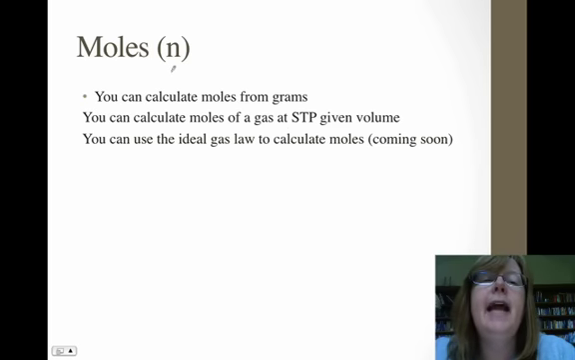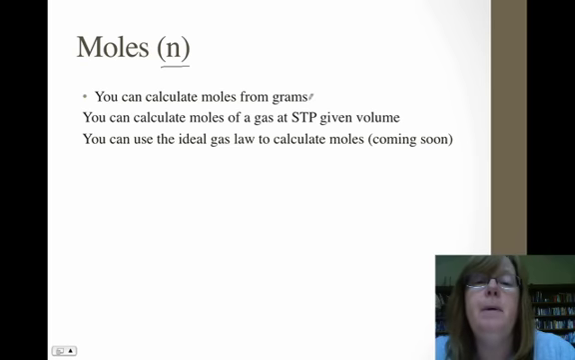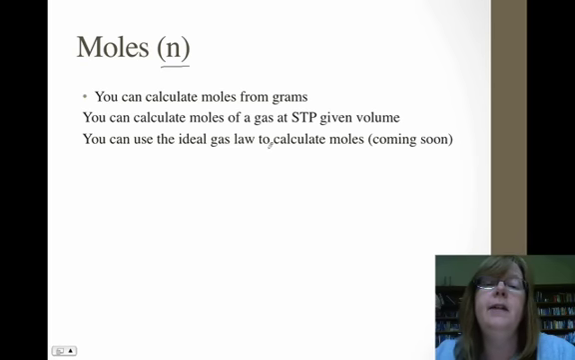Moles, again, n, a lowercase n, is our abbreviation for moles, and we can get to moles if we have grams. Remember, you use the molar mass from that. You can calculate the moles of a gas at STP given the molar volume of a gas, and you can also use something called the ideal gas law to calculate moles, and we're going to be seeing that very soon.